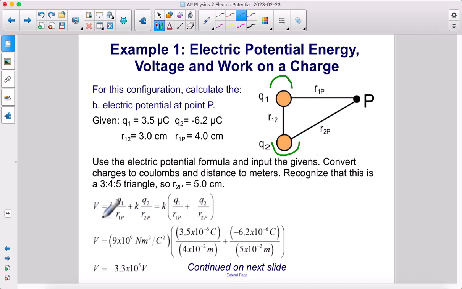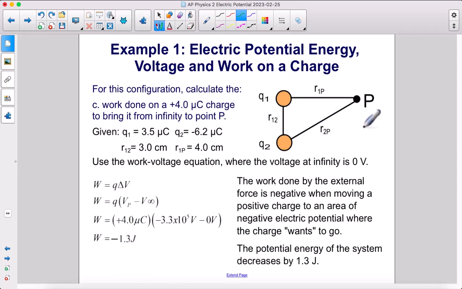So we're going to use the fact that we can just use kq over r for each charge. So we have kq over r for the first charge plus kq over r for the second charge. We can factor out the k, and then we just plug in our numbers. And remember, this charge is negative, so this is going to subtract from the overall voltage. And we end up actually with negative voltage at that point. It's a little bit of a valley here. Negative 3.3 times 10 to the 5th volts.